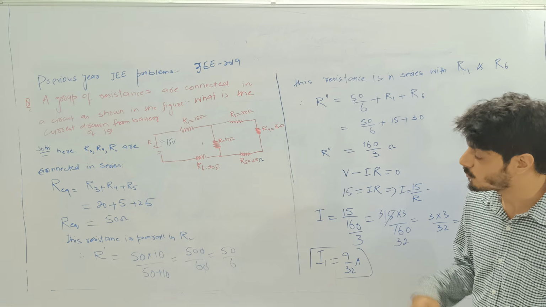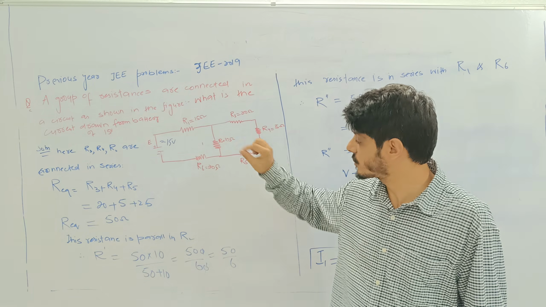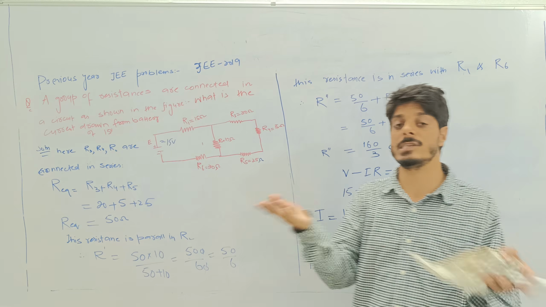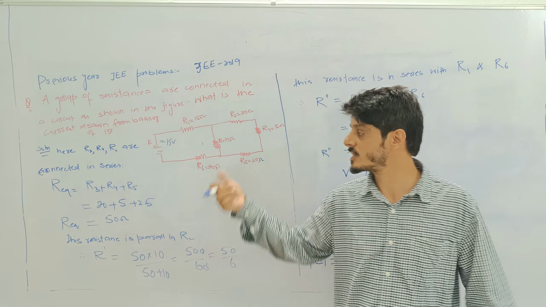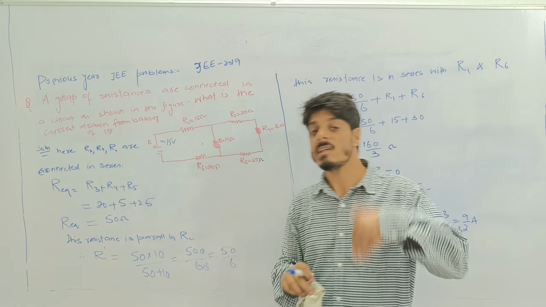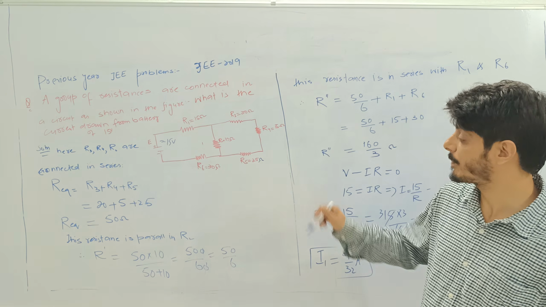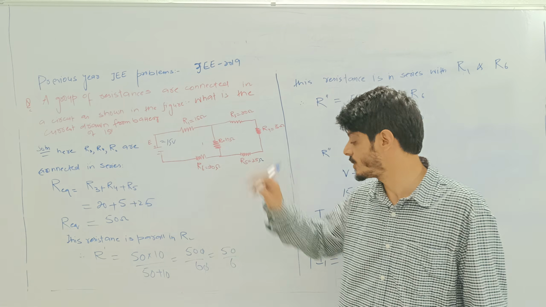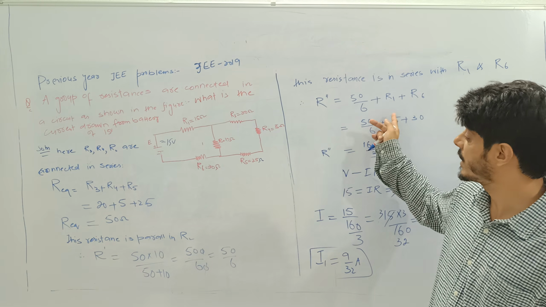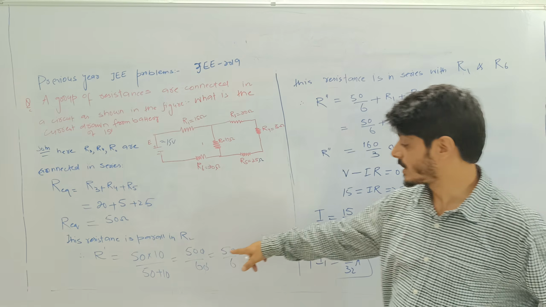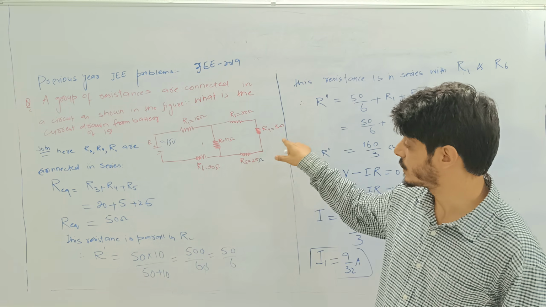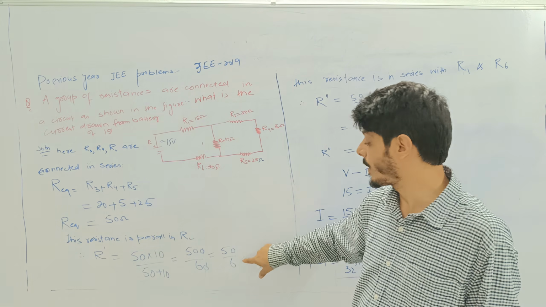So what we have done here: first, this resistance, this and this, they are connected in series. I calculated the equivalent resistance of these three resistances, and that resistance is in parallel with this one. Then I found the parallel resistance, which is 50 by 6, and that resistance is in series with the other resistances.